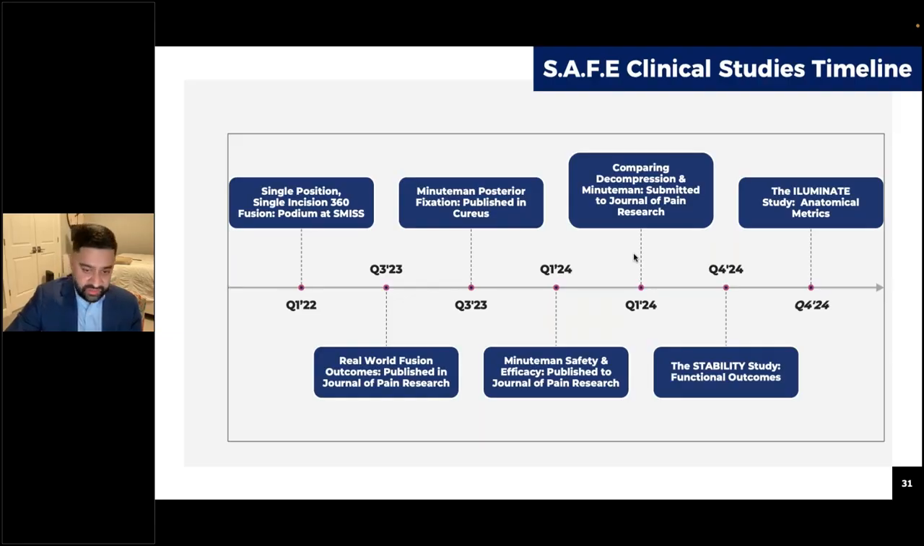And in the current quarter that we're in, a safety and efficacy study was published in the Journal of Pain Research for this device. Now, in the future, we have more studies coming out looking at decompression and Minuteman and then comparing the two therapies. That's been submitted to the Journal of Pain Research awaiting peer review. There's also the stability study looking at functional outcomes, which will hopefully be published towards the end of this year. And then the Illuminate study as well, looking at anatomical metrics and this device and therapy from that standpoint.